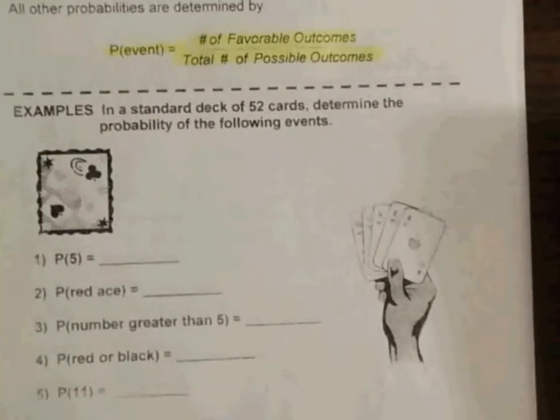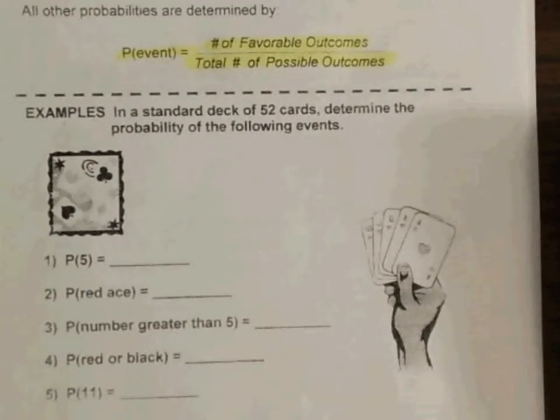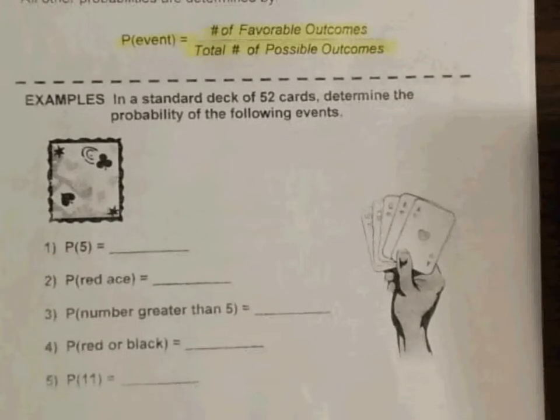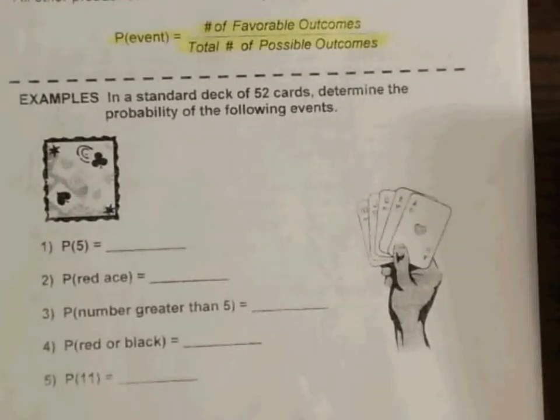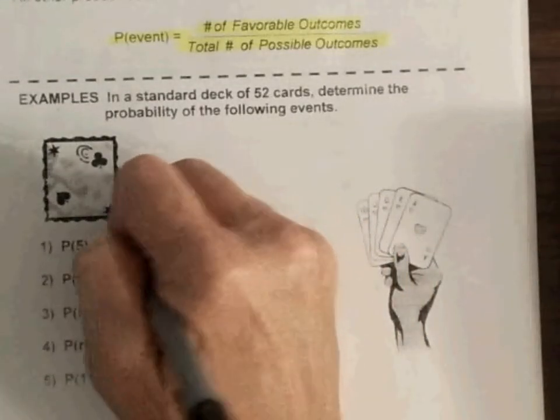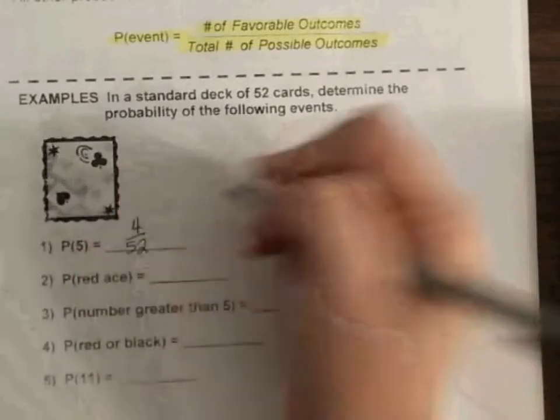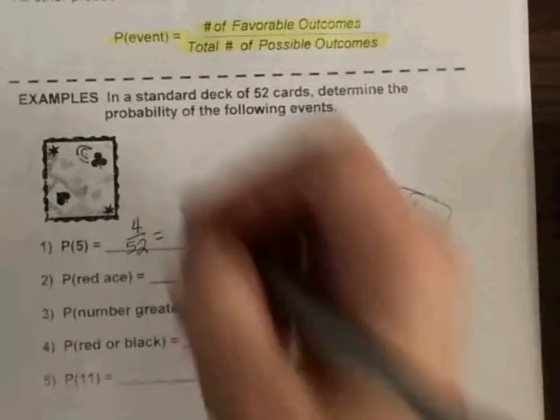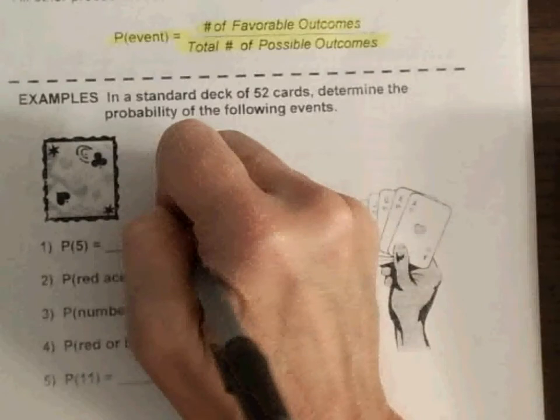So let's look down here at our standard deck of 52 cards. Determine the probability of certain events happening. What is the probability of drawing a 5? We have 4 5s in the deck, so that would be 4 out of 52. We could reduce that to 1 over 13.